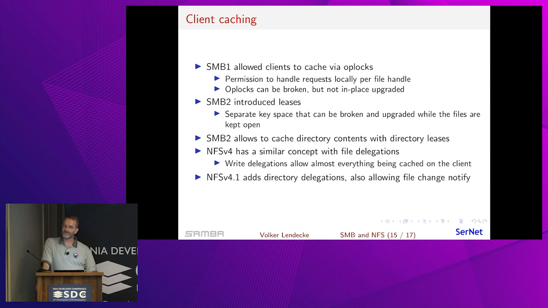SMB2 has directory leases, and NFSv4 also has similar concepts. But we need to really look at the fine details. What is actually permitted to be cached? And we need to define the semantics. What actions on the file server, what actions on conflicting clients really trigger what caching permission to be broken on the other side of the protocols. So there's a lot of work ahead of us if we want to make this work properly, to define the fine details in test cases, in test matrices, for example.